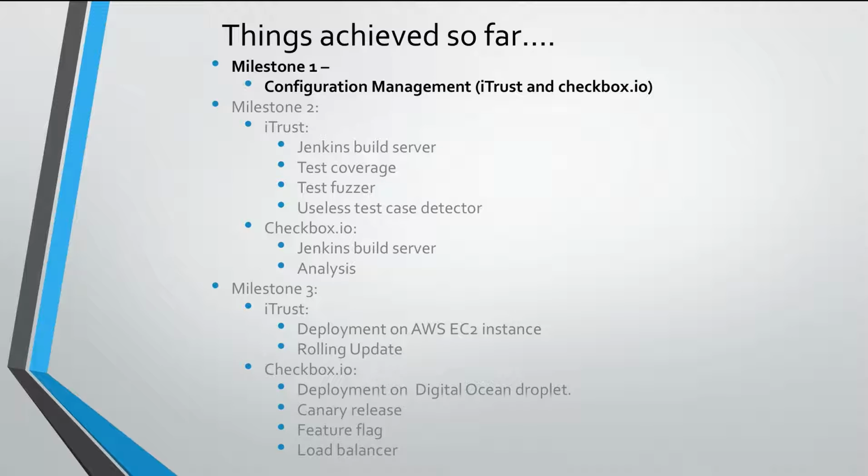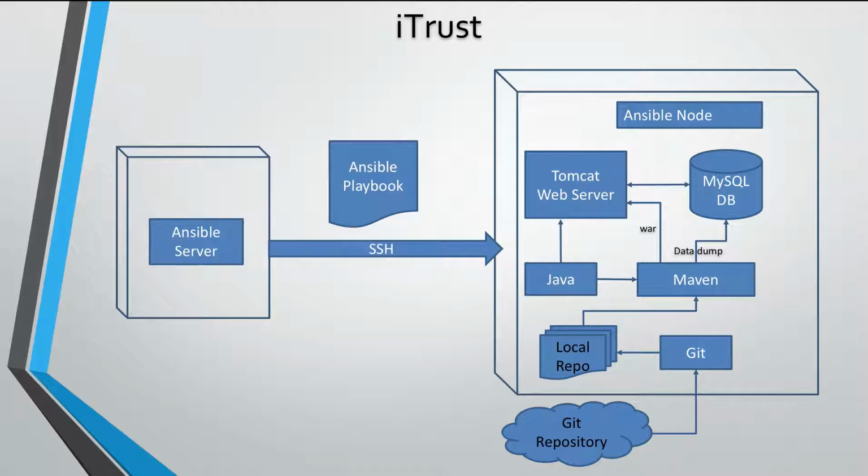In the first milestone we implemented configuration management using Ansible, which is a configuration management tool. We have selected two applications. The first one is iTrust, which is a Java based application. We need to set up MySQL, Maven, Git, Tomcat in order to build and run this application, and we have done all of this configuration using Ansible.